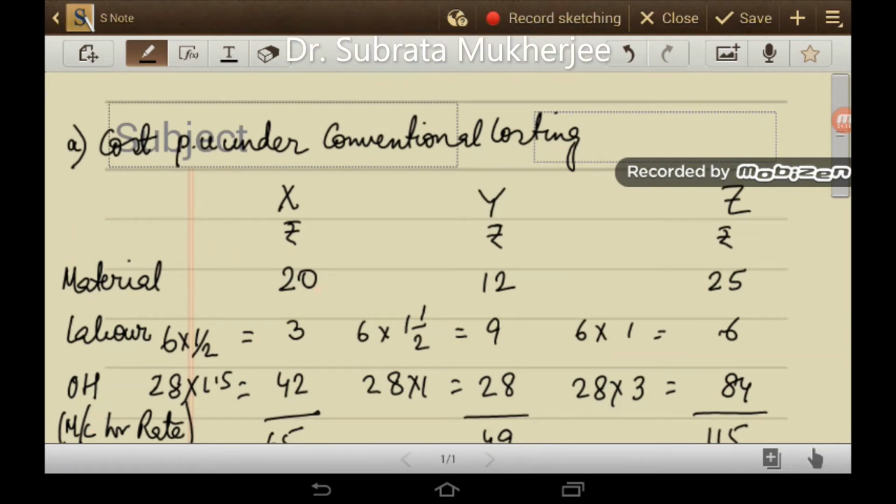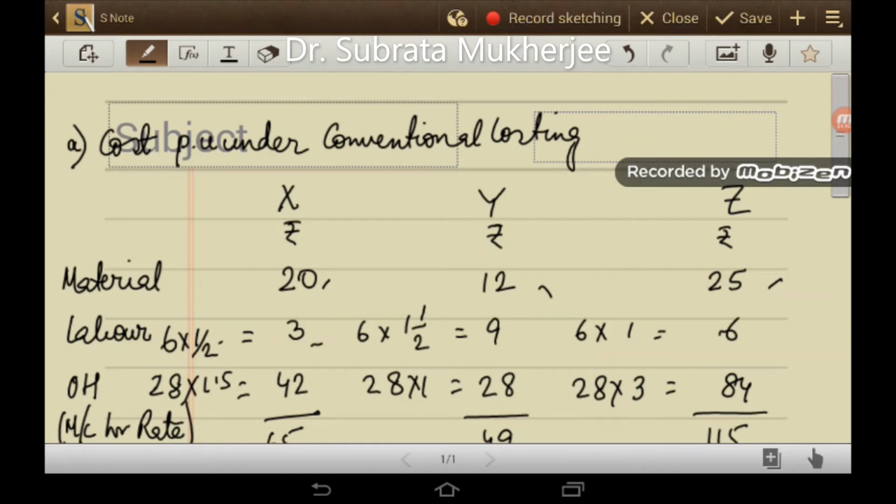Now question A or part A of the question, cost per unit under conventional costing for product X, Y and Z. So material required is rupees 20, 12 and 25. So these are given in your question. So what is the labor required? Labor cost rupees 6 is the labor cost per hour, and half hour is required for product X. So 6 into half is rupees 3.